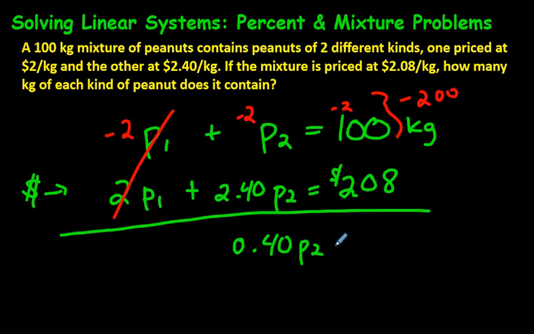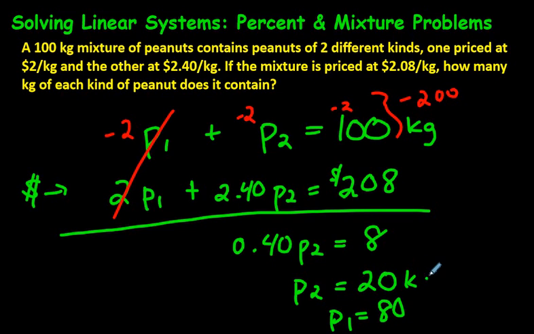That's the second type of peanut. And $208 minus $200 leaves us with $8. Divide both sides by 0.40. 8 divided by 0.40, and you should get 20, I believe. Because we have 20 kilograms of peanut number 2, and peanut 1 and peanut 2 are supposed to equal 100, we know that peanut number 1 should be 80. So 20 kilograms of peanut number 2, 80 kilograms of peanut number 1.